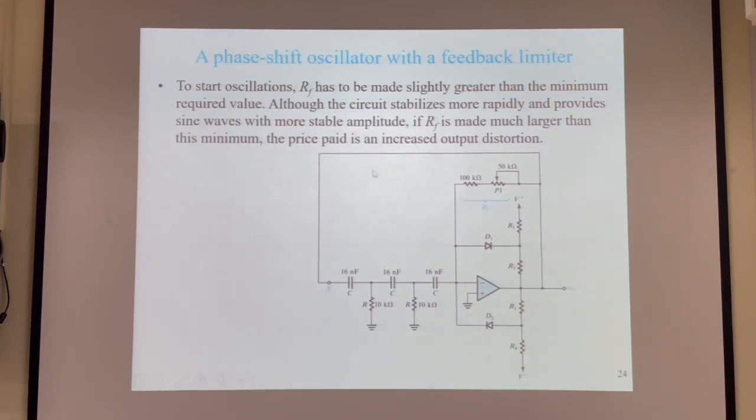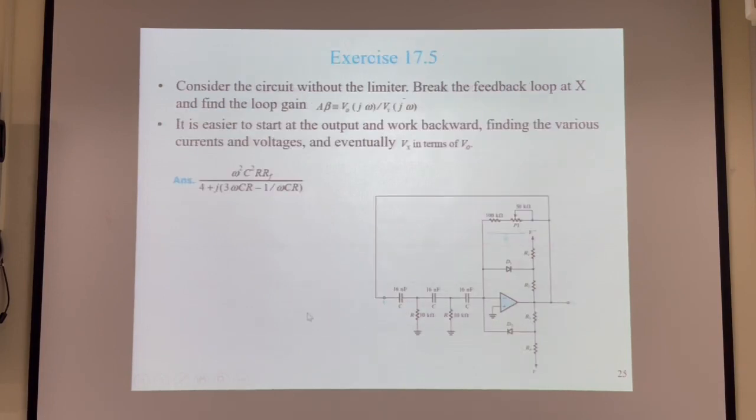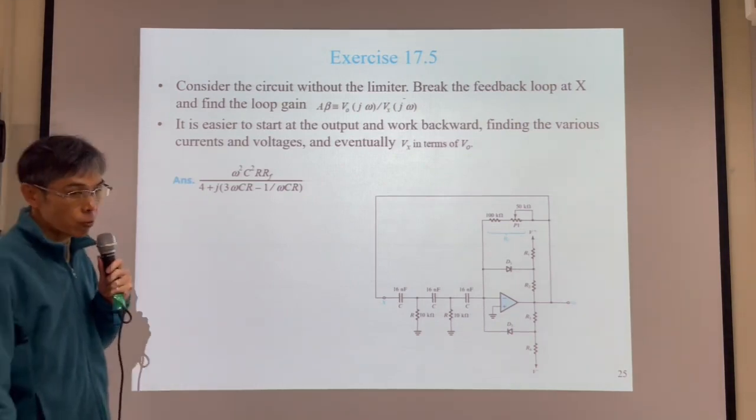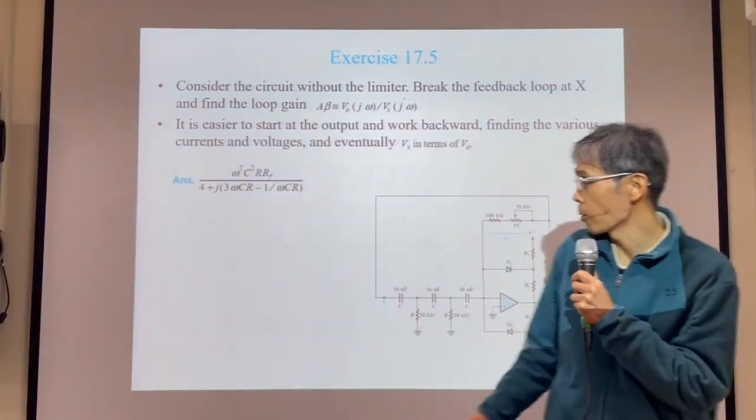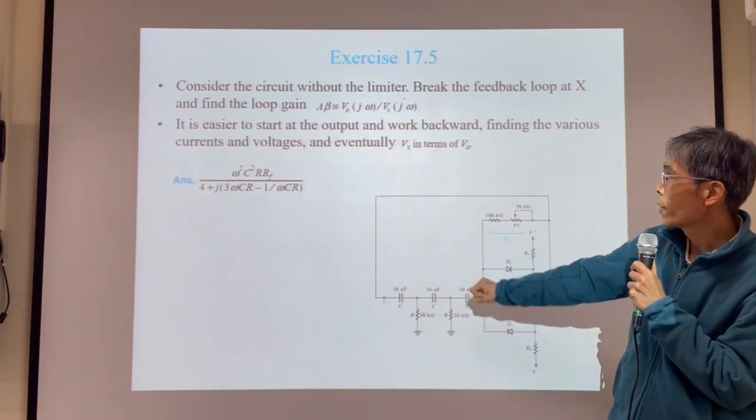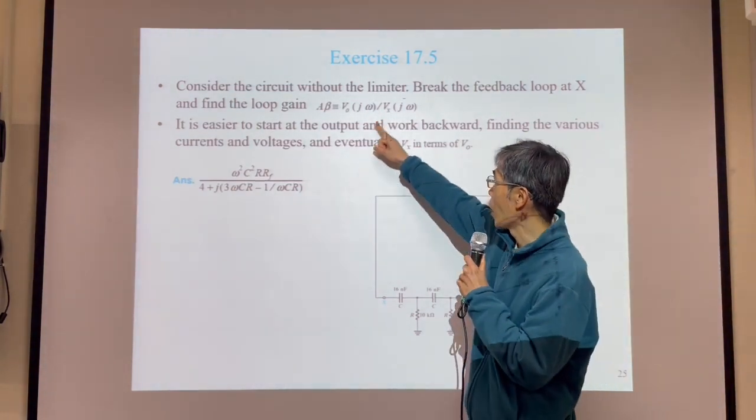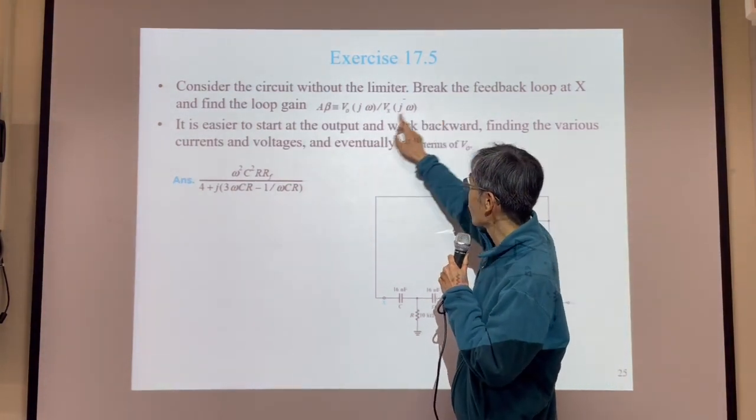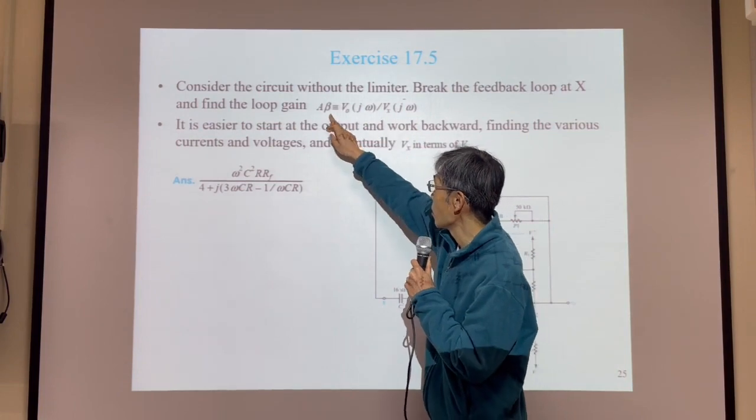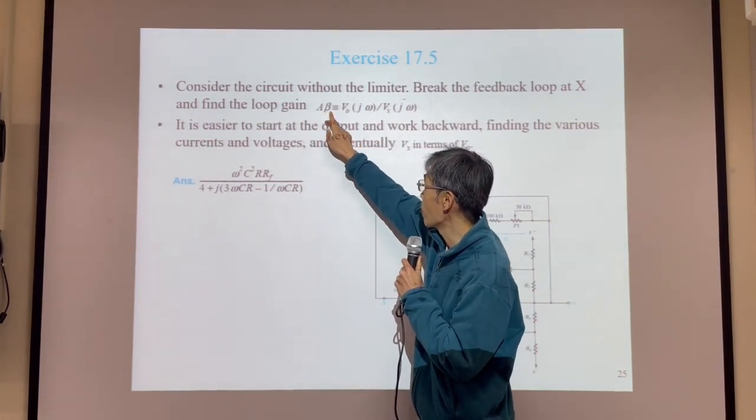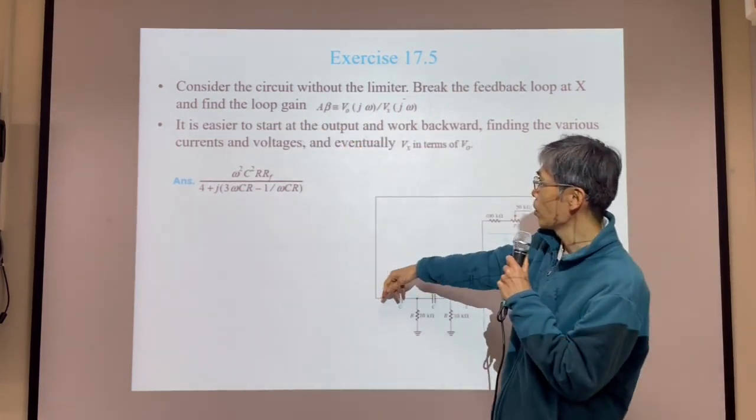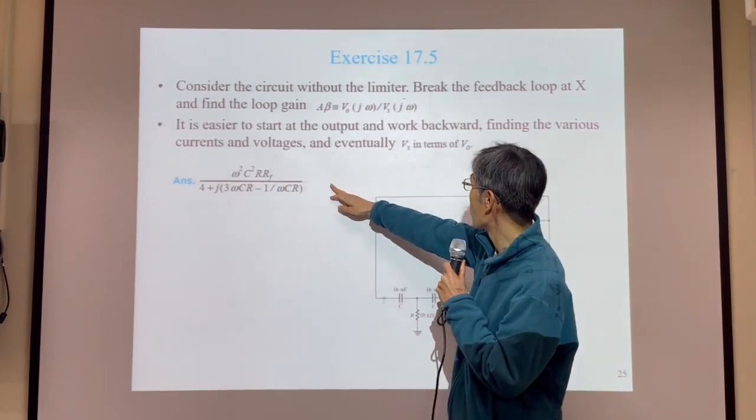In order to confirm this is an oscillator, this is exercise 17.5. So we can prove this is an oscillator. For this one to be an oscillator, you need to find the loop gain first, then get the transfer function.